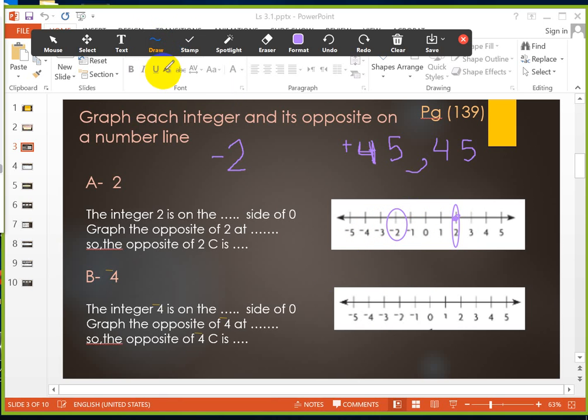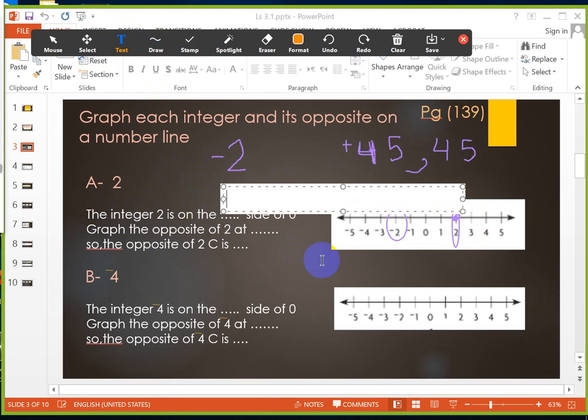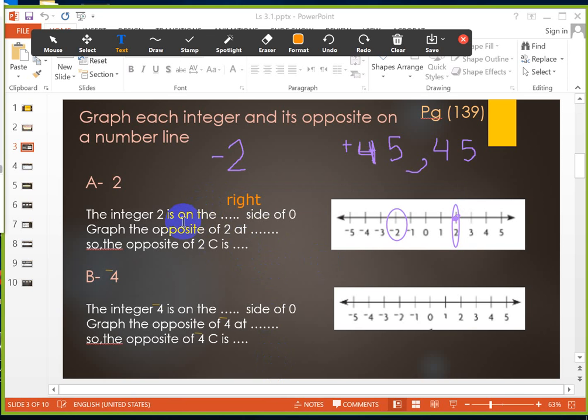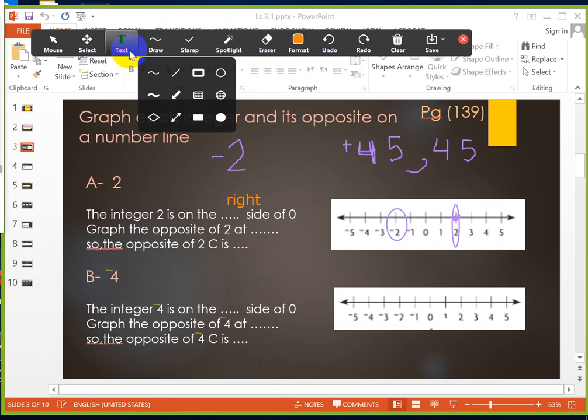So the first answer here: the integer 2 is in which direction, or on which side, right or left? Who will tell me? Thank you, Lina, thank you, Farah. I want all of you to answer me, please. On the right, because this is a positive integer. So the positive integer will be on the right side. Now, on the graph, the opposite of 2 is what?